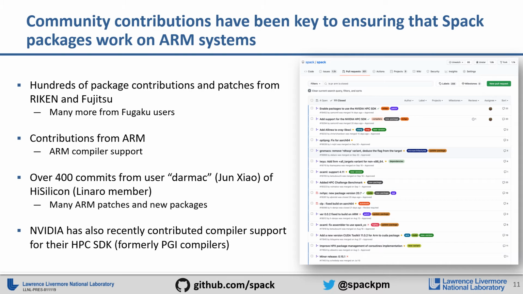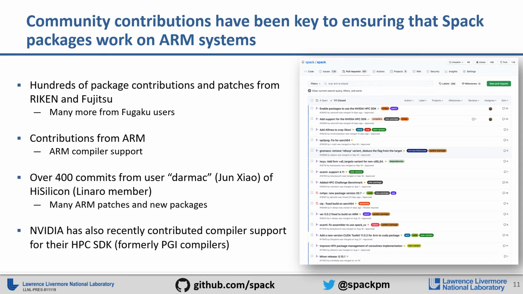Community contributions have been key to ensuring that Spack packages work on ARM systems. If I just search for ARM in the Spack repository, I find over 100 PRs that have to do with ARM. But if I look at the users who are contributing packages for ARM, I counted over 400 different pull requests that had something or other to do with ARM. So it's really a lot of contributions that are coming back into Spack from these systems.